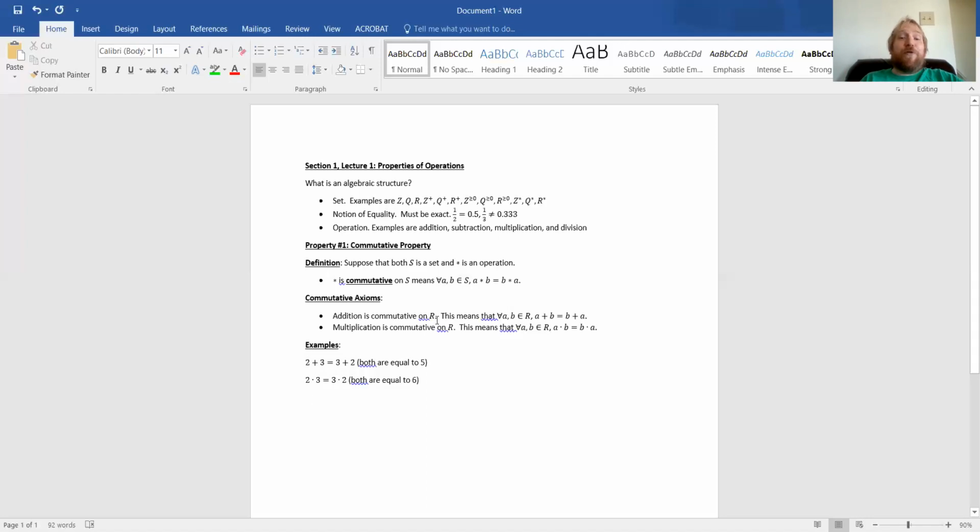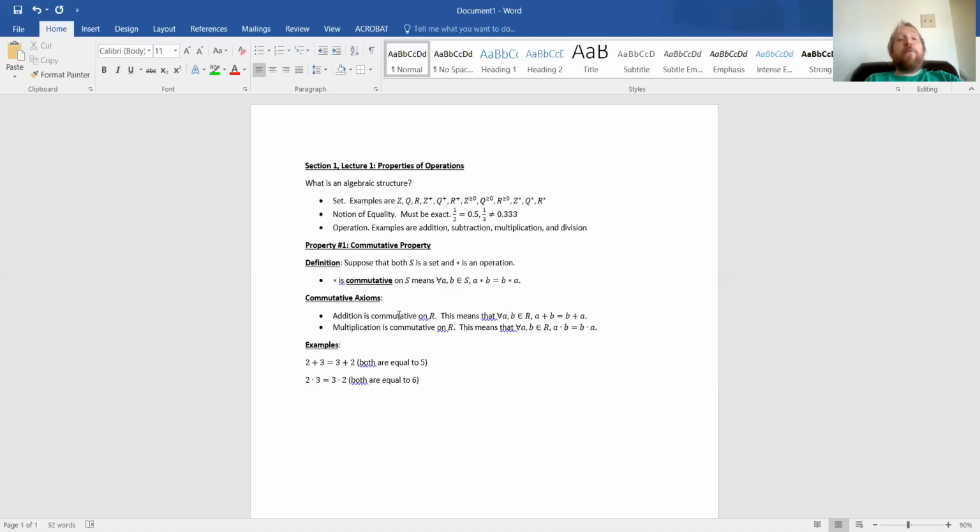This is a very important theme that we'll see in this course. When you have a for all statement, you cannot prove it just by giving a single example. And in fact, because there are infinitely many real numbers, and thus infinitely many pairs of real numbers, you cannot prove this commutative property on the reals simply by checking every single possible pair, because there are infinitely many pairs. That is why we accept as axioms without proof that addition and multiplication are commutative on the set of reals.